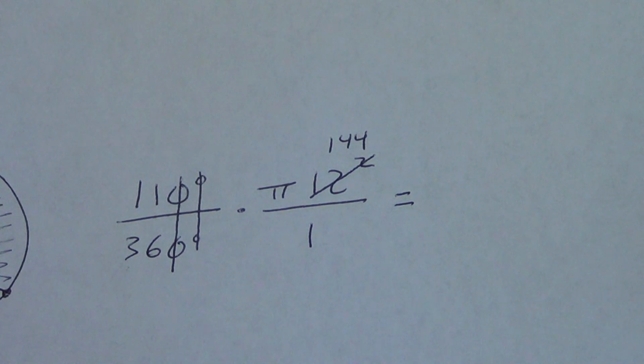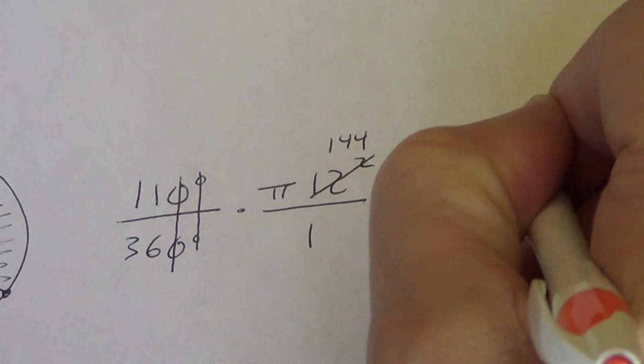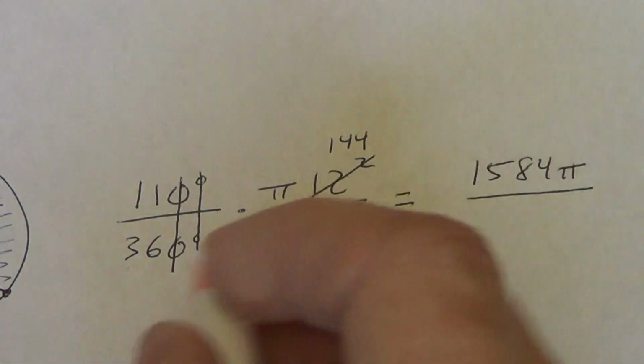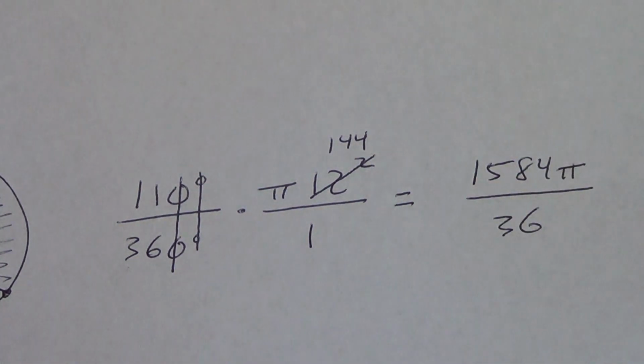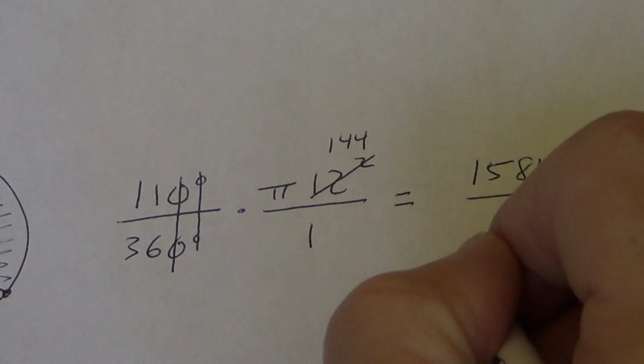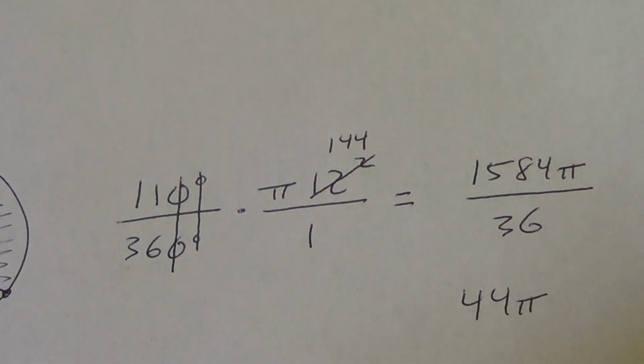11 times 144. Now you might need your calculator for that one. So 11 times 144 is 1,584. Don't forget pi over 36 times 1 is 36. Now this we can definitely reduce. So 1584, I'm just going to try dividing it by 36 and see what happens. Well, it divides nicely. 44 pi.